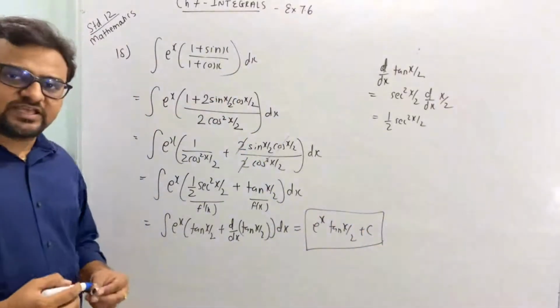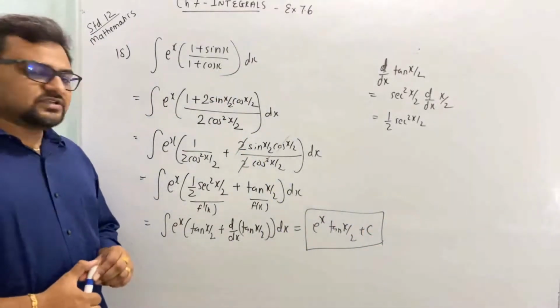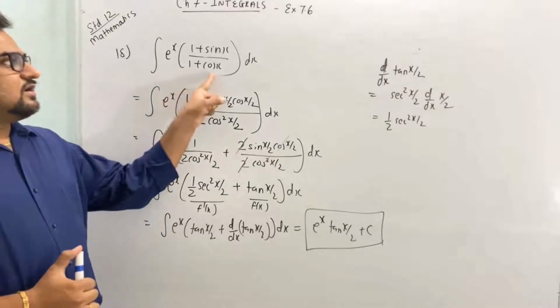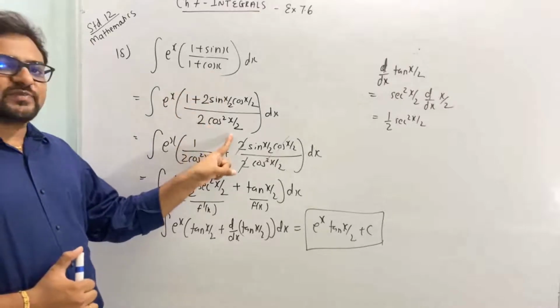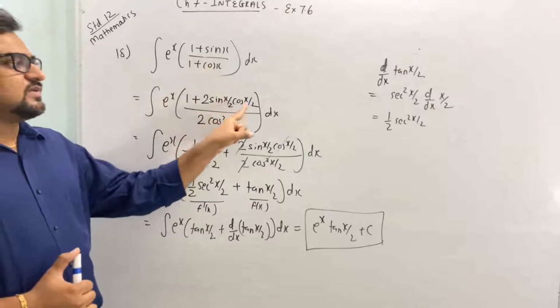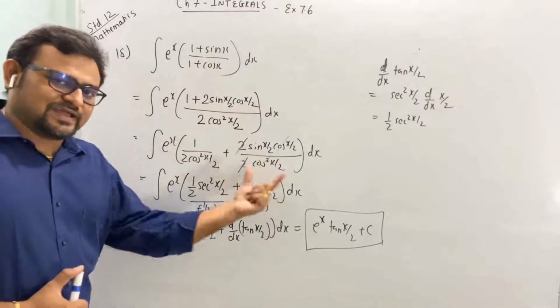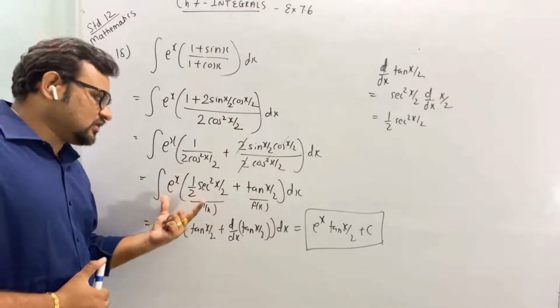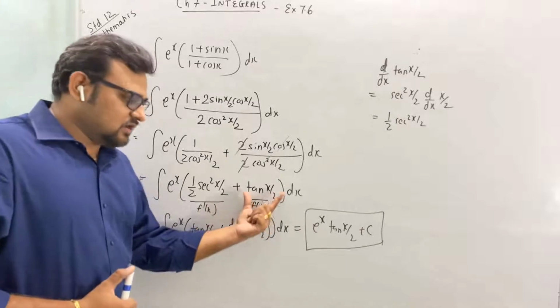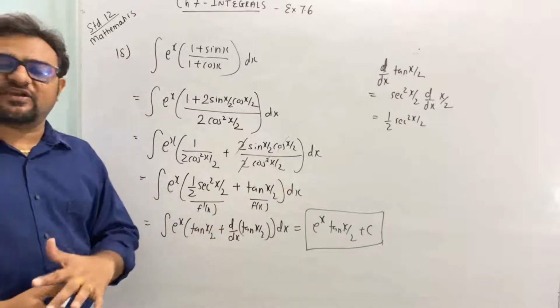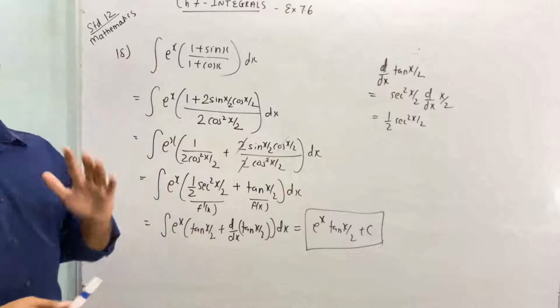plus c. Okay, see I am repeating what I had done. 1 plus cos x is 2 cos square x by 2, and here 2 sin x by 2 cos x by 2. I split it, I get 1 by 2 sec square x by 2 and tan x by 2. And then one is f(x), another is f'(x). Okay, so just go through this question.